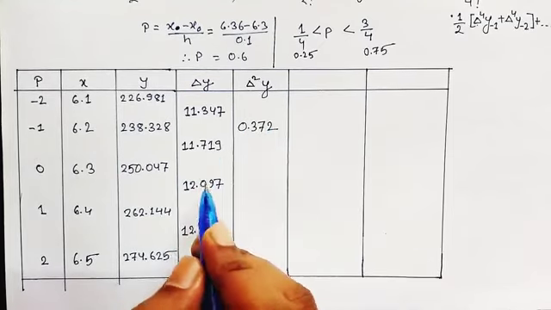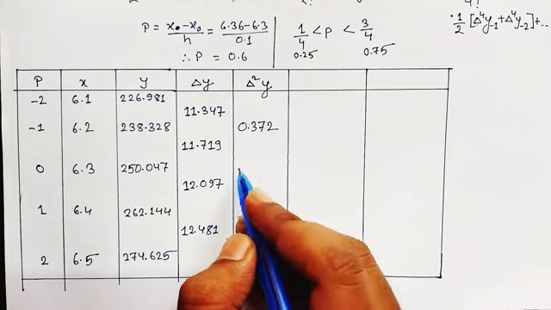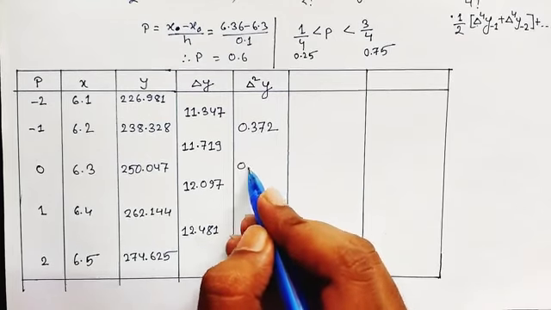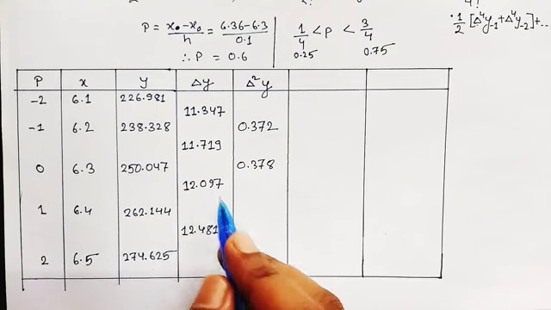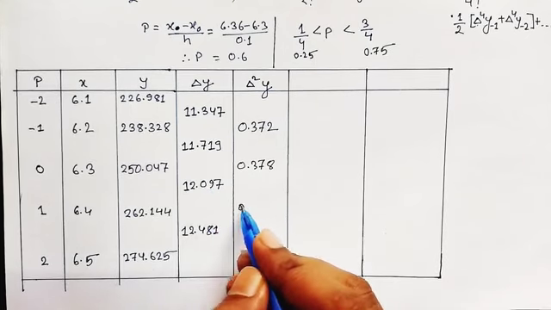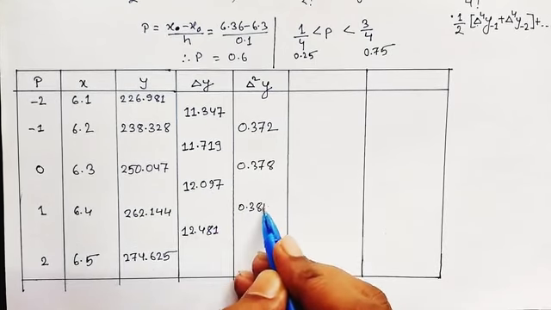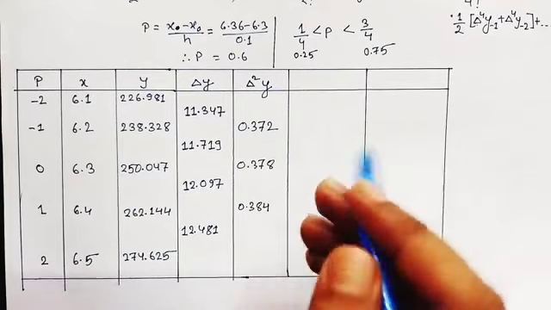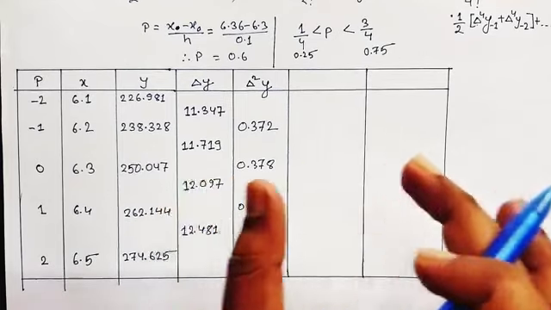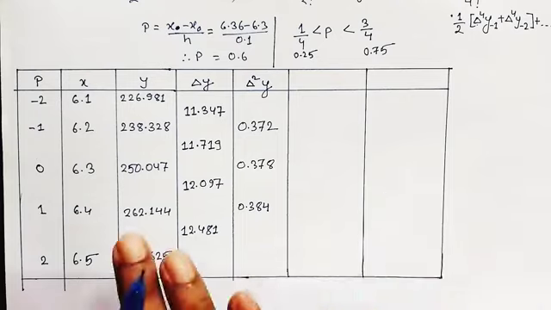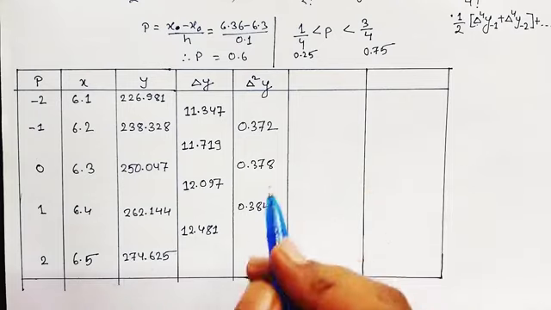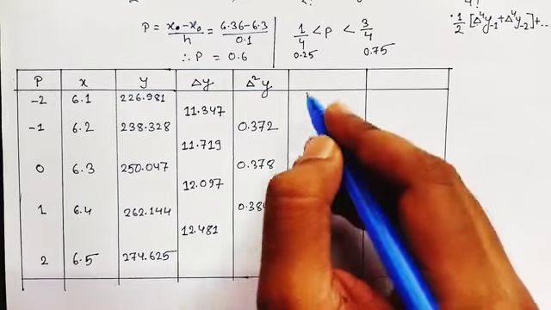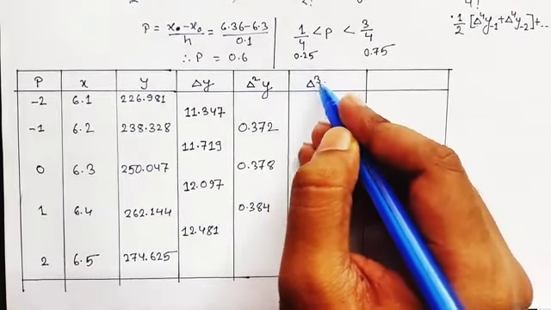0.372. Similarly, subtract this value from this value, so we will get 0.378. Similarly, on subtracting these two values we will get 0.384. Now we need to proceed calculating the delta square y until we get only one value in a single column. So again we have here three values, so again we will move to delta cube y.